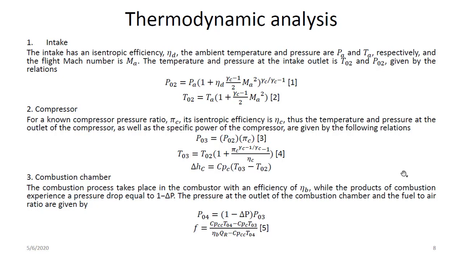Then gamma C, this is the gamma on the cold side. So C stands for the cold side. When there's an H, it means anything after the burner. After the combustion chamber, the properties of air will change because air would have been heated and maybe it will have mixed with the exhaust, so it will have different properties.